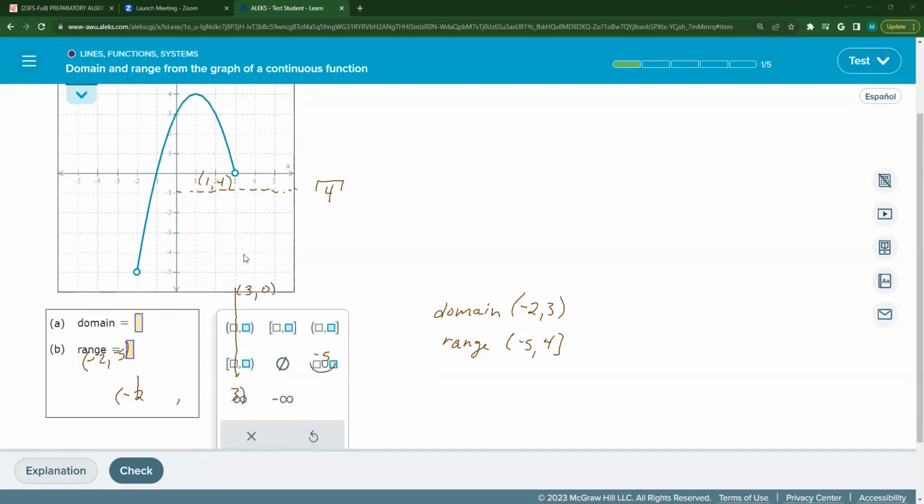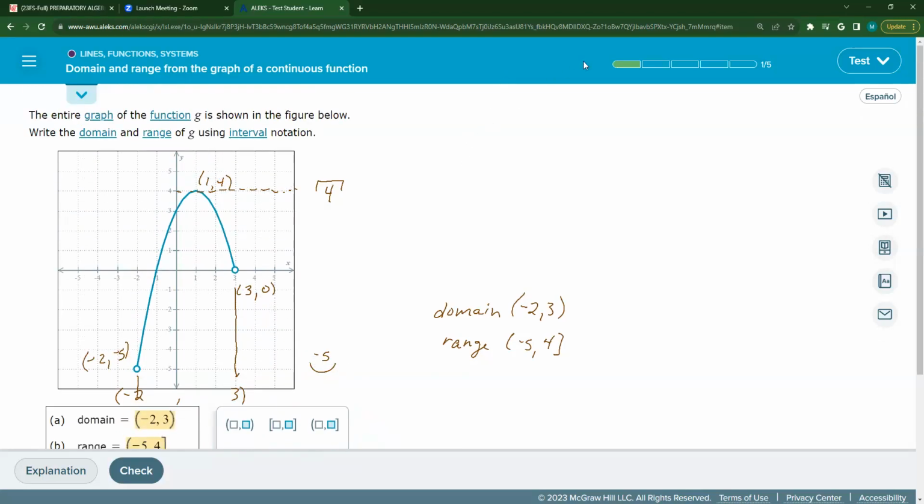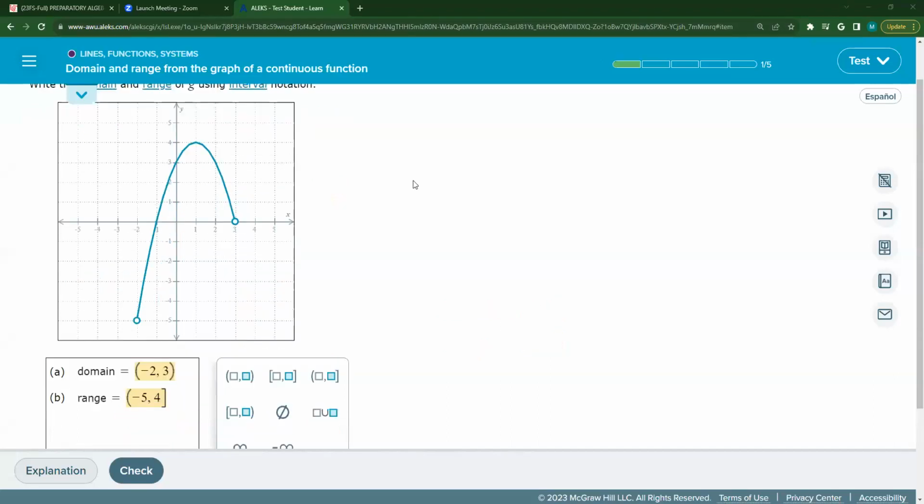So we're going to type those in there. Looking at this, we've got domain is 2 rounded. So it's -2 to 3. The range is a round and a square because it's going from an open circle to a solid. So -5, 4. We will scroll this up, save my picture, clear my drawings, look at my answers, and then we're going to check.